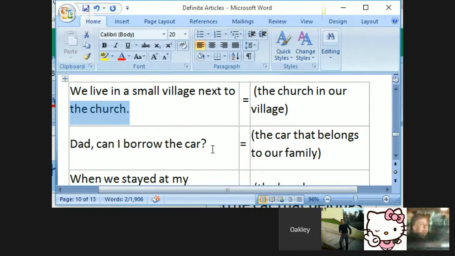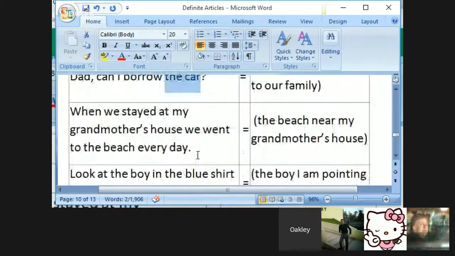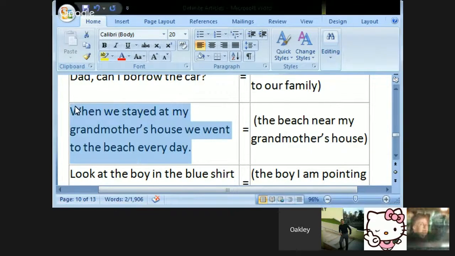All right. Dad, can I borrow the car? Well, clearly you're asking your dad in the car. It's obvious from the context that the car is the car that your dad owns, so we know which one it is. It's defined. It's obvious from the situational use. When we stayed at my grandmother's house, we went to the beach every day. There's obviously a beach right next to your grandmother's house. Clearly, that's the one we're talking about. So, in situations like this, all right, look.